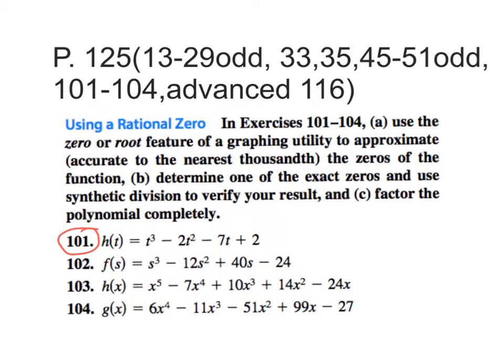Okay, next problem we're going to look at is number 101 out of our assignment. I'll look at the directions first. It gives us this function h of t. It's an x cubed function, which means it crosses up to 3 times. It says use a zero or root feature of a graphing calculator to approximate, accurate to the nearest thousandth, the zeros.